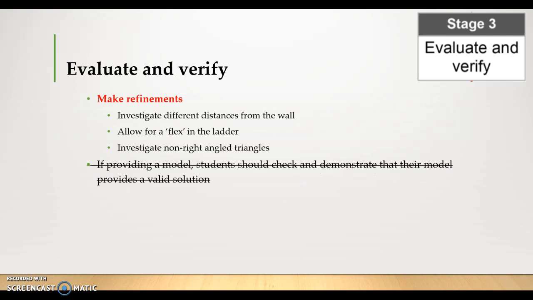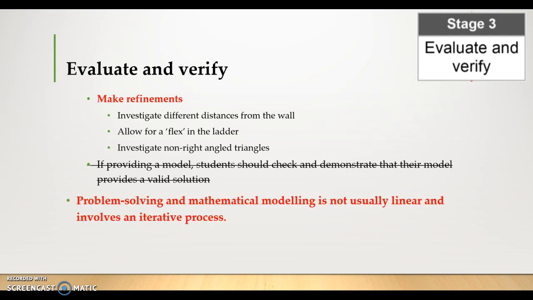So, if I was to make refinements, and recall that refinements are important, I should be showing a progression in the complexity of my model to get a good finished product. So I might then go off and investigate the different distances from the wall. What effect might that have? So rather than actually keeping the foot of my ladder stuck in the earth at one spot, what happens if I shifted it elsewhere? What would be the outcome there? What happens if I allowed for a flex in the ladder, say of 5%? What would that do, and how would I account for it in my model? And I could, if I wanted to, investigate non-right angle triangles, so where the wall wasn't perfectly straight, upright, or the ground wasn't level. So refinements there could increase the complexity of my solution and also improve my mark overall.